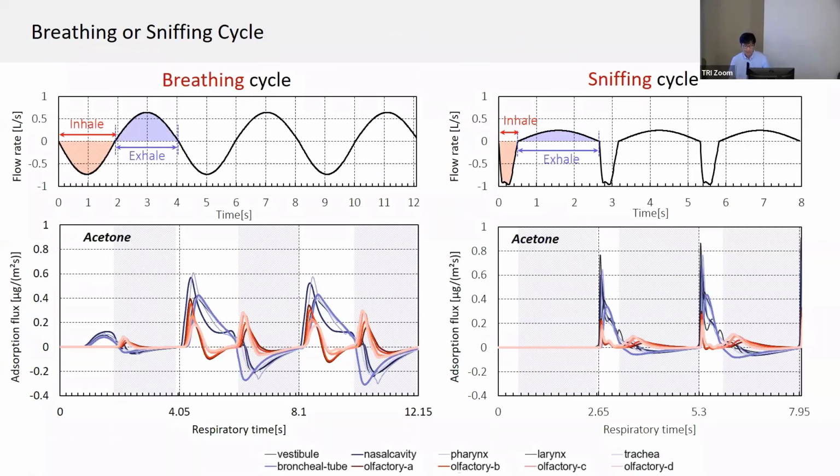Okay, this is the differences of breathing cycle. Left-hand side is the general breathing cycle, and right-hand side is the sniffing cycle, short and strong breath for one time. And this difference of breathing and sniffing cycle has a significant impact on the change of the flux profiles. And I'm not sure which breathing cycle is good for a subjective evaluation, but I'd like to say the total amount of flux and profile are significantly different from each other.